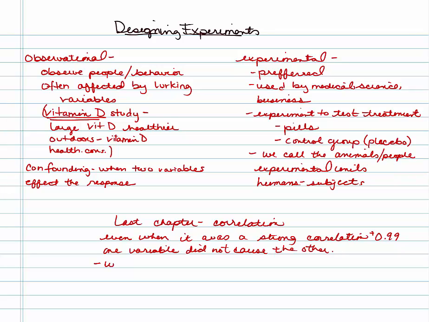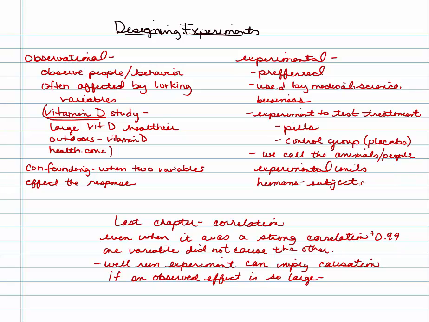In a well-run experiment, we might be able to imply causation. We might be able to say, yes, vitamin D does cause you to be healthier. We might be able to do that if the study is really well run, if the experiment is done well. You might be able to say that. And if an observed effect is so large that it's statistically significant, then we can say that one actually caused the other.